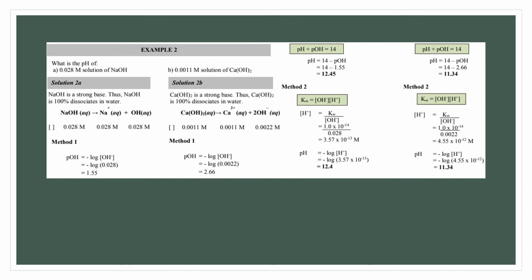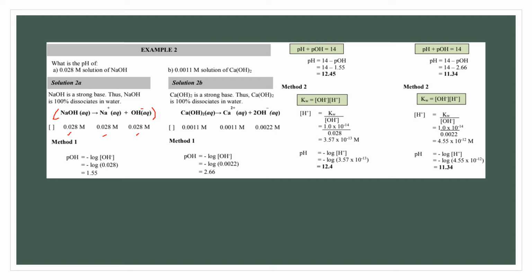Okay, for the example number 2, diminta awak calculate the pH of the 0.028 molar solution of the sodium hydroxide. For the first soalan ni, part A ni adalah strong base. So, sama juga, you write down the equation dissociation. Ini ada tertinggal OH minus kat sini. And then you substitute the value given, 0.028 for the initial NaOH. Fully dissociate, since it's a strong base, akan dapat 0.028 juga for the sodium plus dengan juga OH minus.